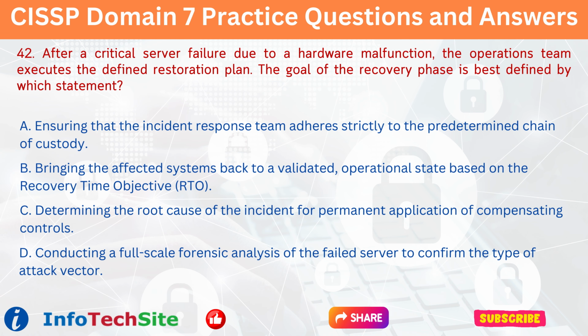42. After a critical server failure due to a hardware malfunction, the operations team executes the defined restoration plan. The goal of the recovery phase is best defined by which statement? A. Ensuring that the incident response team adheres strictly to the predetermined chain of custody. B. Bringing the affected systems back to a validated, operational state based on the recovery time objective, RTO. C. Determining the root cause of the incident for permanent application of compensating controls. D. Conducting a full-scale forensic analysis of the failed server to confirm the type of attack vector.